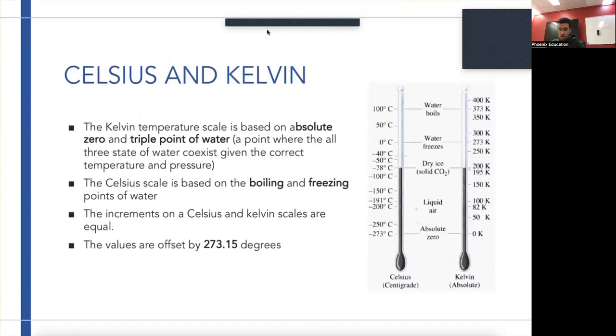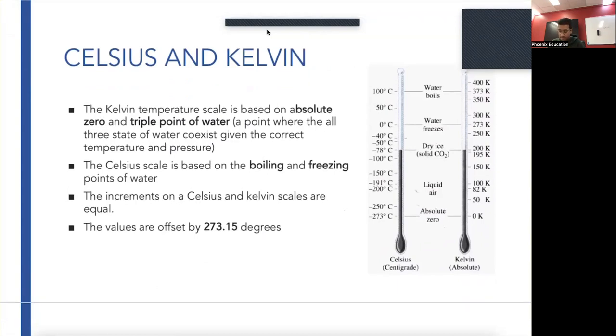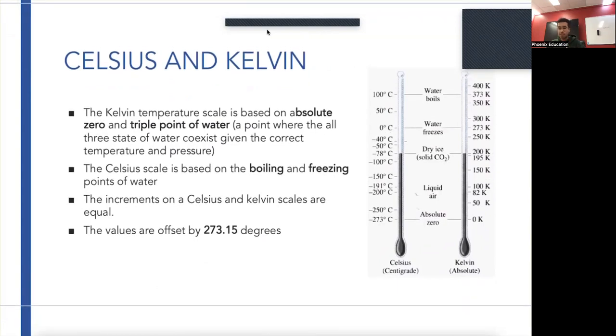So Celsius and Kelvin. Kelvin is another way to measure temperature. Kelvin is just a different offset to Celsius. The reason they have this is so they don't have to go to negative values. The lowest possible Kelvin is 0 Kelvin, and this is negative 273 degrees Celsius.